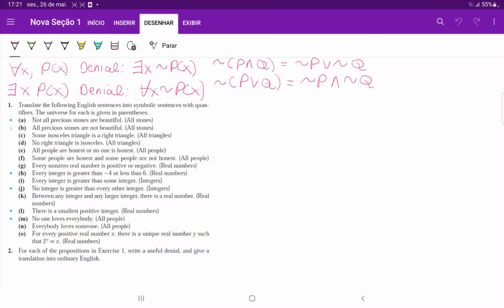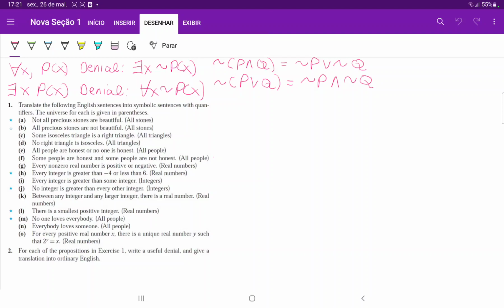So for number 2, we're taking the propositions in exercise 1, which I've put here, and we're writing a useful denial and giving a translation into ordinary English. So let's write the translation into ordinary English first of the denials, right? And before we can do that, let's just remember some things on how to deny.